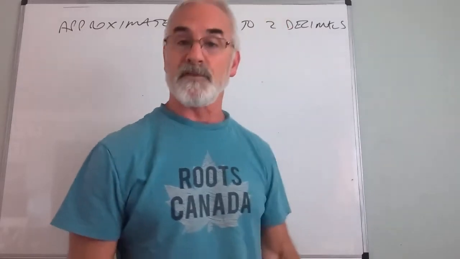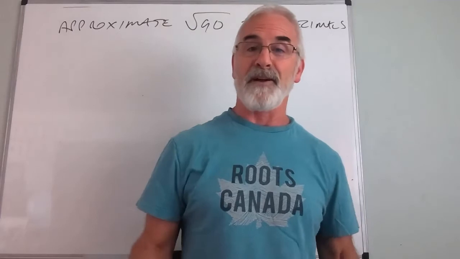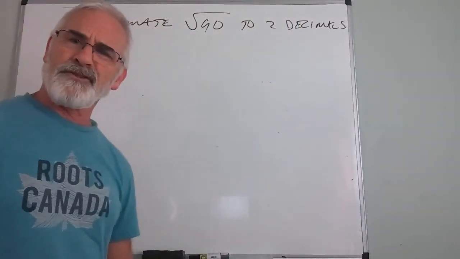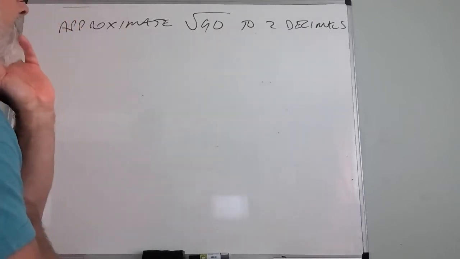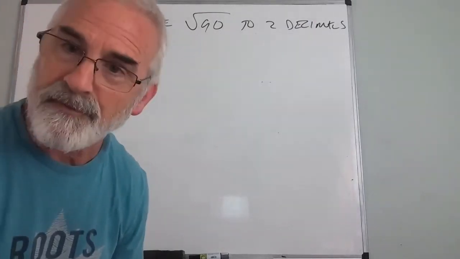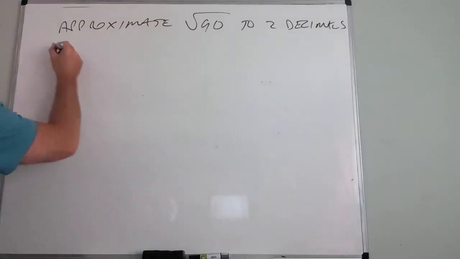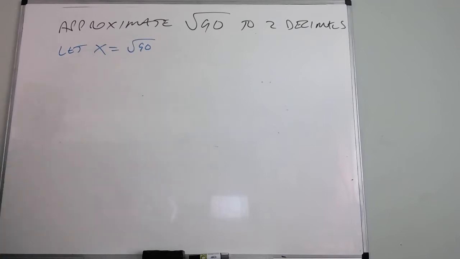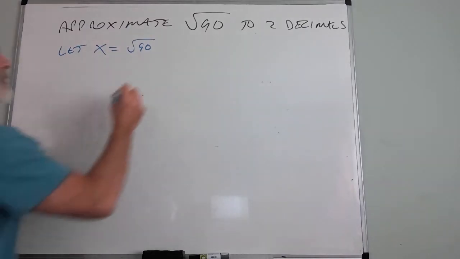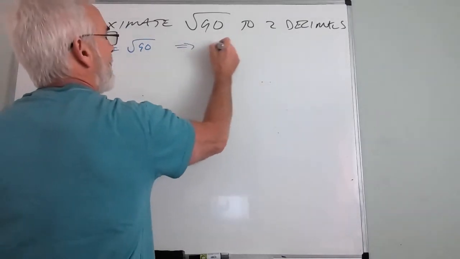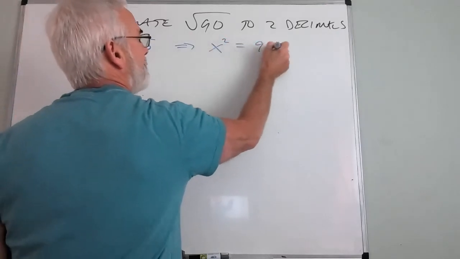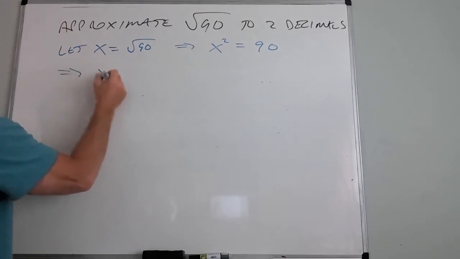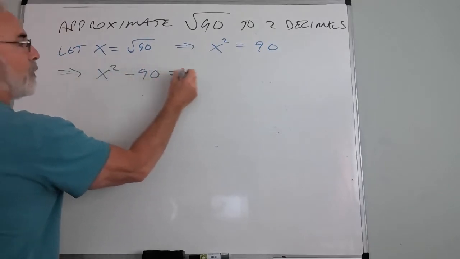Yeah, we're going to use Newton's method to do this. And it's actually a very, very simple process. So Newton's method, I have to have a function though. I don't have a function. Well, let's make a function then. So let's let x equal the square root of 90. Well, if that's true, doesn't that mean that x squared equals 90? And if that's true, doesn't that mean that x squared minus 90 equals 0?